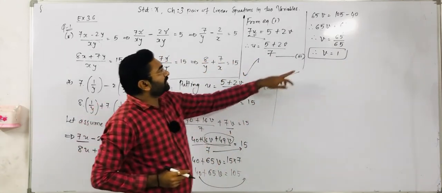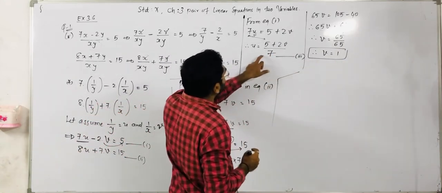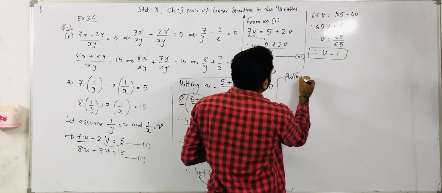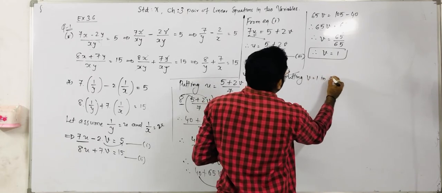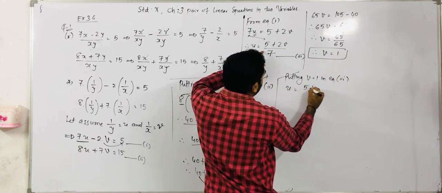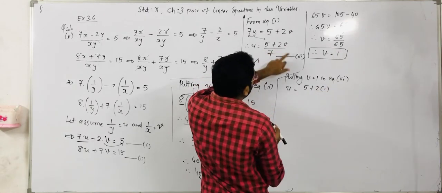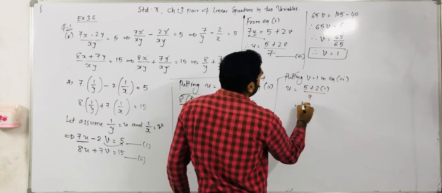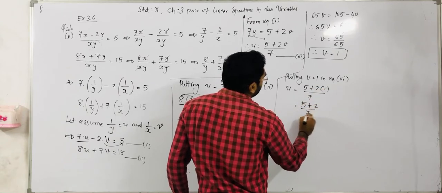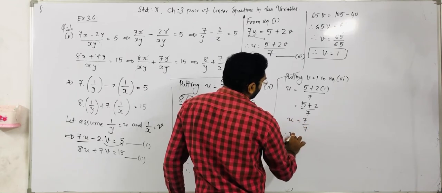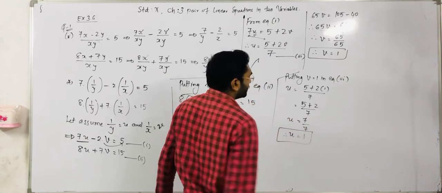Okay, now this v value as 1 we have to put in equation number 3 so we get the u value. So putting v is equal to 1 in equation number 3, the u value we have to find out. So 5 plus 2 times the v value as 1 we have to put, divided by 7. So 2 ones are 2 only. So 5 plus 2 is 7, divided by 7. So the u value we also get as 1.